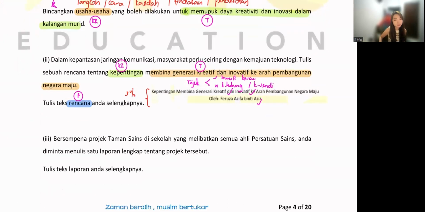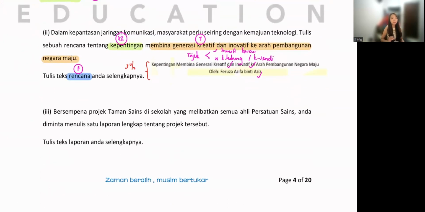So look at question 3. Bersempena projek taman sains di sekolah yang melibatkan semua ahli persatuan, bla bla bla. Anda diminta menulis satu laporan lengkap. Tulis teks laporan anda. So laporan means report. Report is also one kind of format. And what are the formats for laporan? Let me show you.